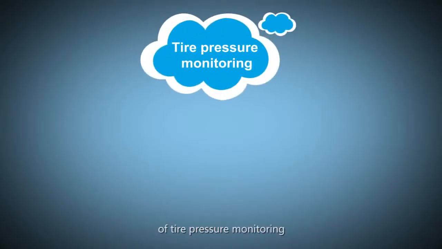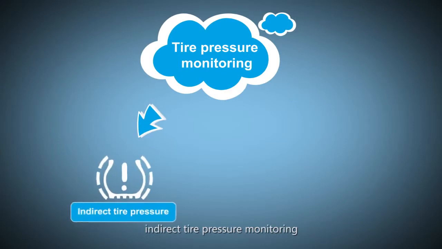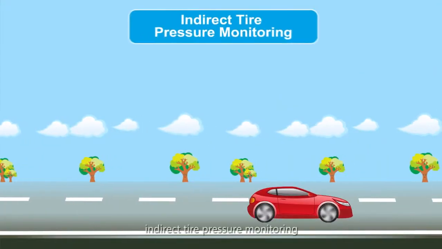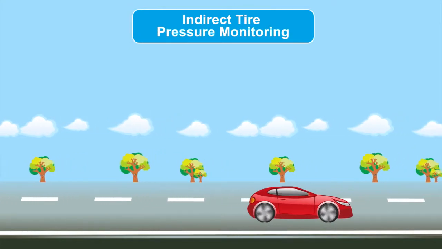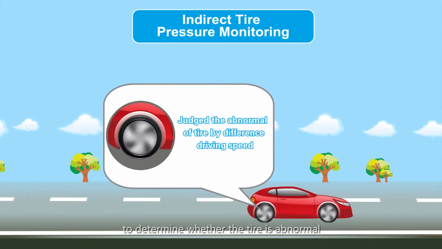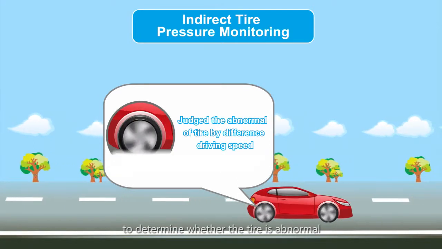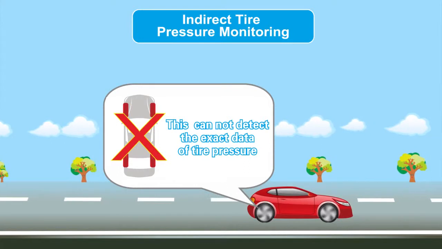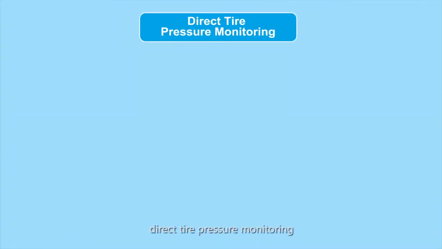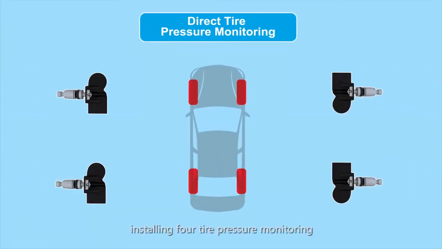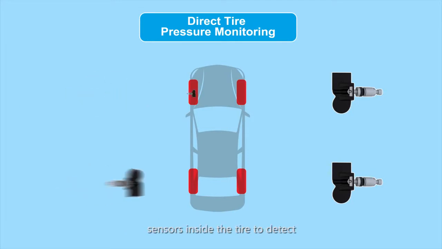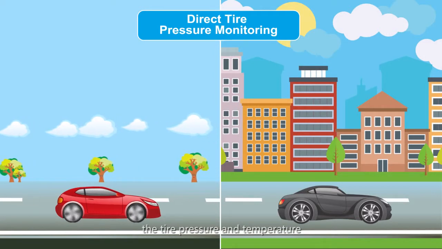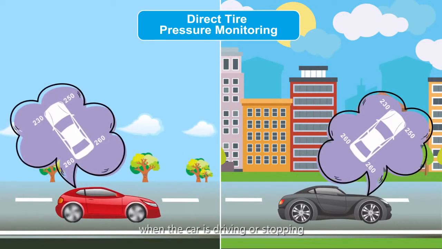There are two types of tire pressure monitoring: indirect tire pressure monitoring and direct tire pressure monitoring. Indirect tire pressure monitoring determines whether the tire is abnormal through the tire speed difference, but this cannot detect the exact data of tire pressure. Direct tire pressure monitoring installs 4 tire pressure monitoring sensors inside the tire to detect the tire pressure and temperature when the car is driving or stopping.